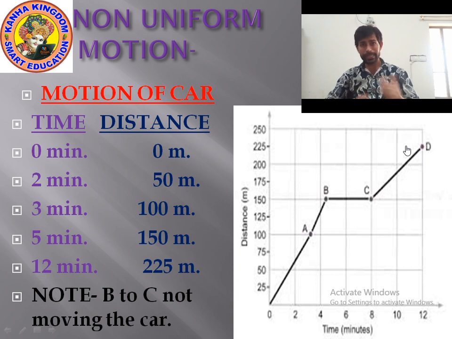Then in the next minute your father increases the speed of the car, accelerates the car, and the distance within 1 minute goes to 100 meter. It means in the last 2 minutes the car traveled 50 meter, but your father increased the speed of the car, and within 1 minute it again traveled 50 meter.